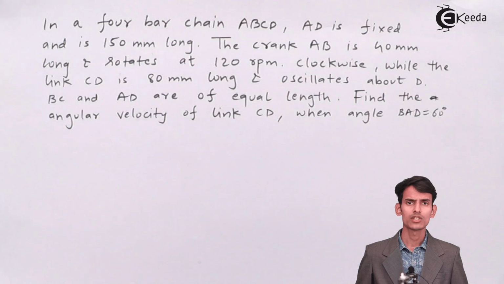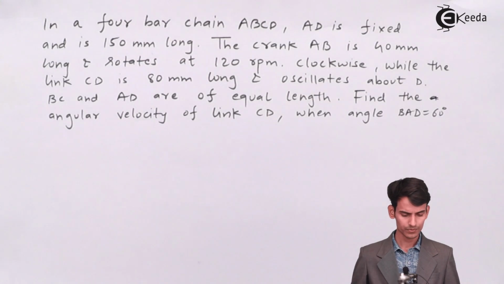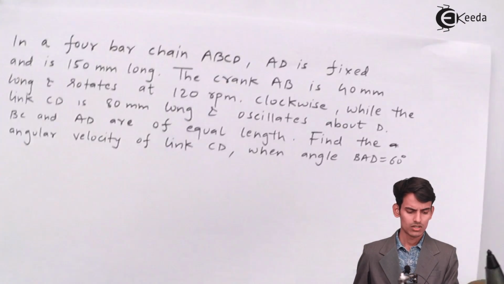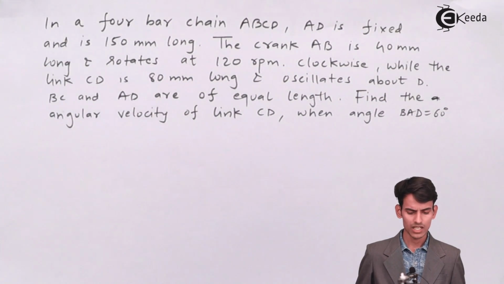So let's start with the question. Let's start drawing the diagrams. Before you start drawing the configuration diagram, you have to check what lengths are given. According to the lengths of different links, you have to decide a scale. If you check the question, the lengths of different links are 150 mm, 40 mm, then 80 mm.